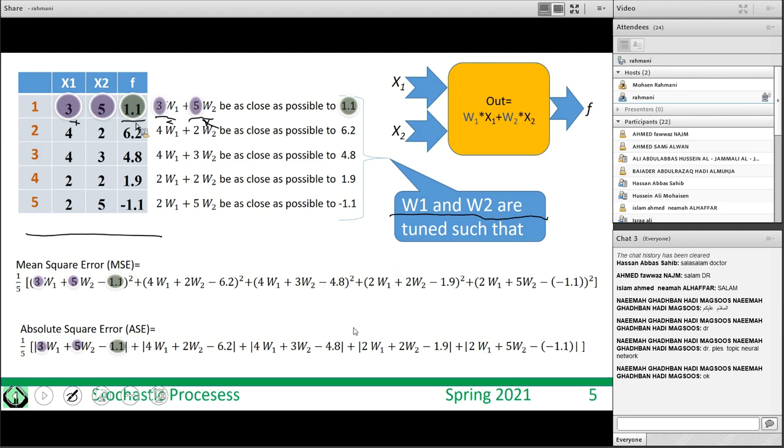We want to find w1 and w2 such that, for example, w1 multiplied by 2 plus w2 multiplied by 5 be as close as possible to minus 1.1. This is the problem that you want to solve.